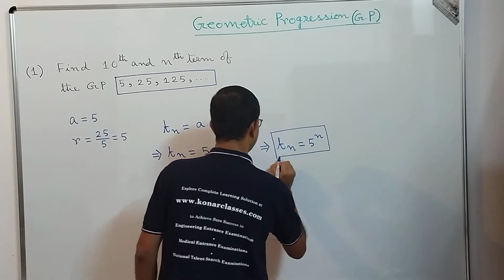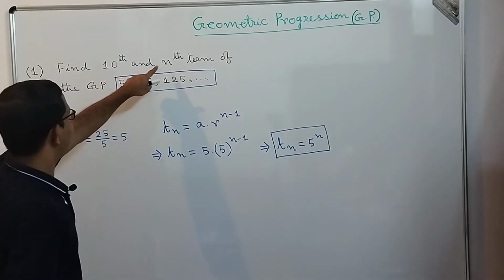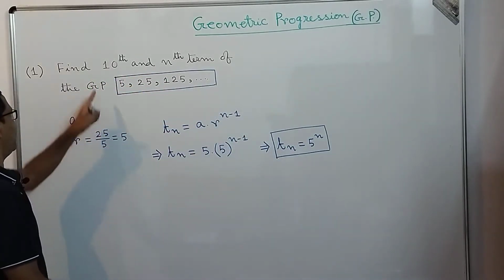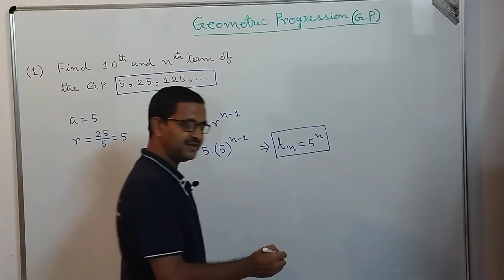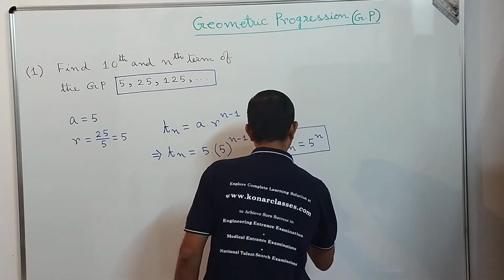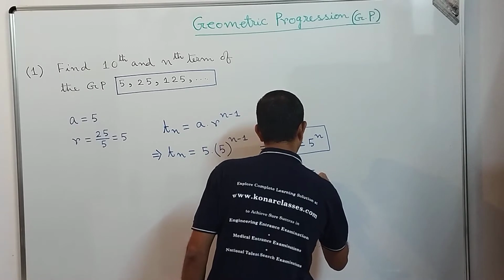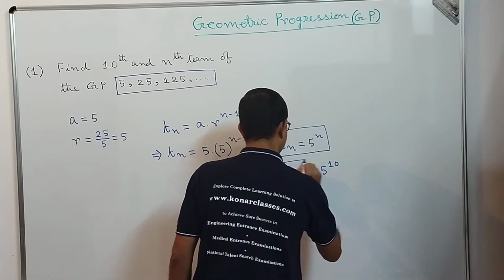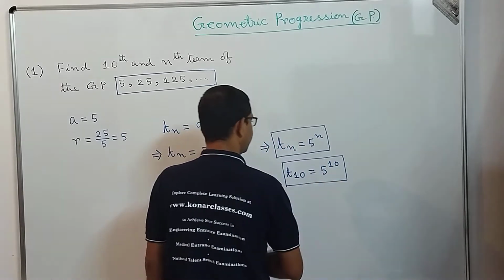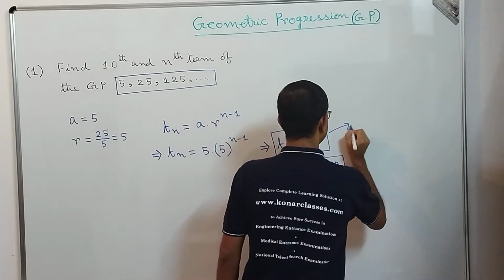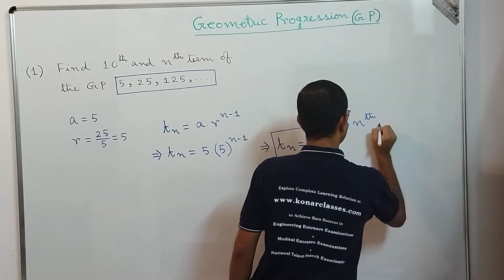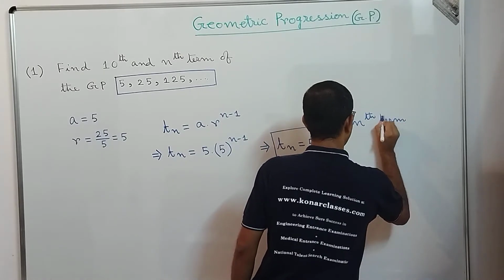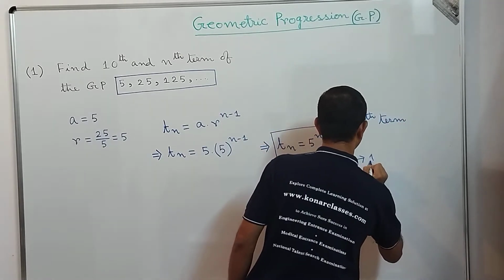Now that is the second part of this question, that is the nth term. The nth term we found. And what is the 10th term? That means n is equal to 10. So we need to apply n equal to 10 and we get 5 to the power 10. That is the 10th term. Correct, dear students? So this is the nth term, and this is the 10th term.